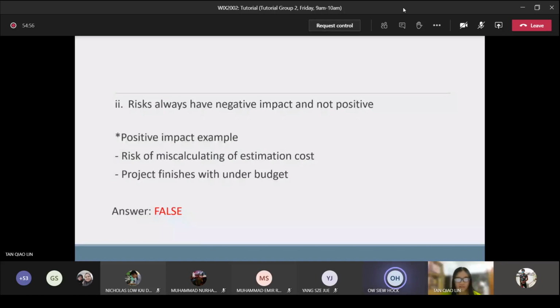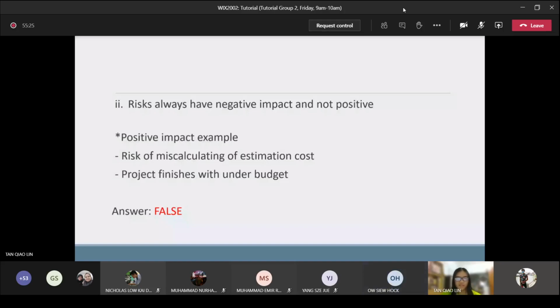Yeah, so it should be the actual cost: the risk that the actual cost incurred is less than what you estimated. So then that's why I think it's the second one. The project finishes under budget. That's the meaning. That means you estimated a larger amount, then you finished with less than the estimated amount. That is the positive impact. So the second one is the correct statement, but the first one is not.